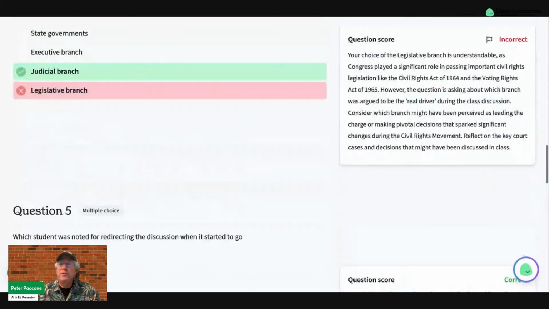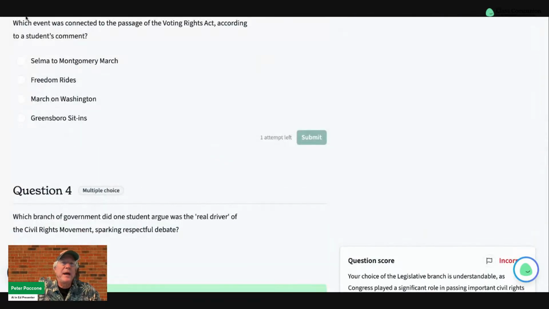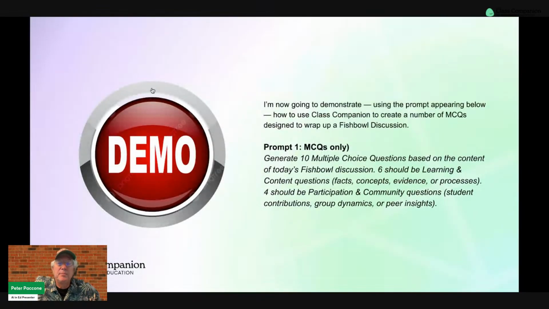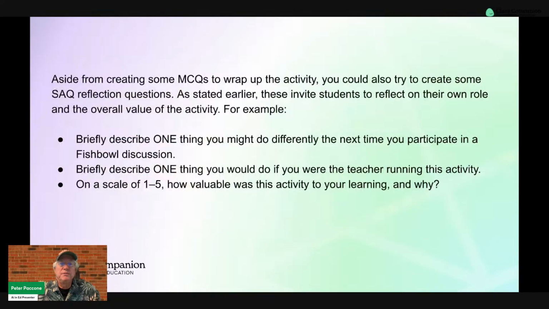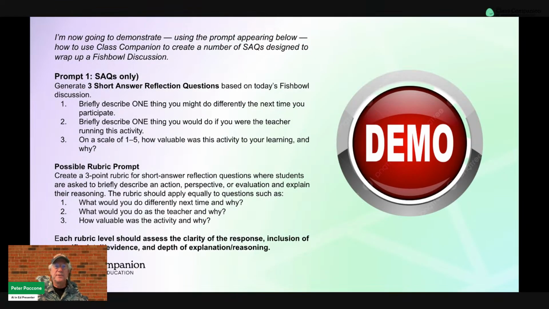Okay, so now that we have that done, let's move back to the slideshow for a second. Please let me know if you can't see the slideshow. And what I want to do is now move to reflection questions. In other words, aside from creating some MCQs, when you're wrapping up your activity, you can also use Class Companion to create some SAQ reflection questions. And what I'd like to do now is a demo here. So you know how this is going to work.